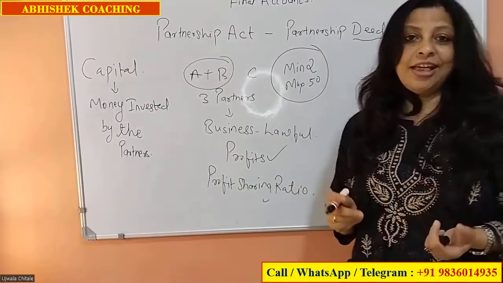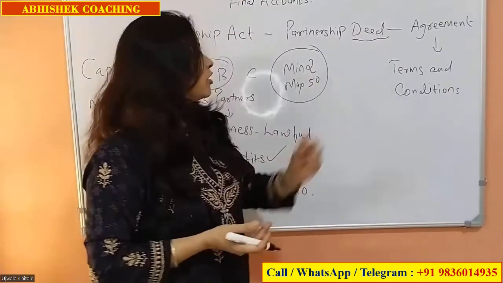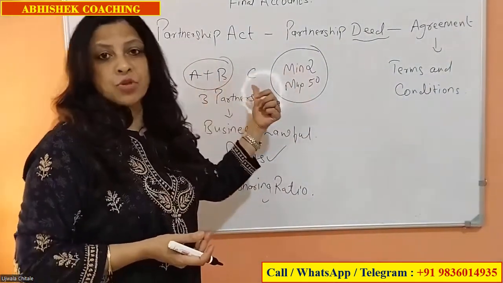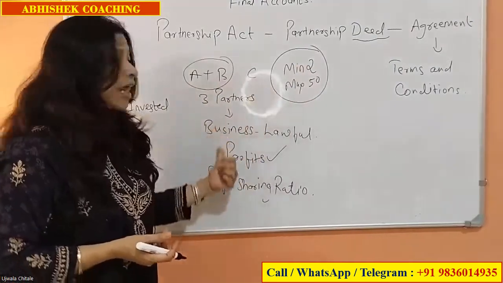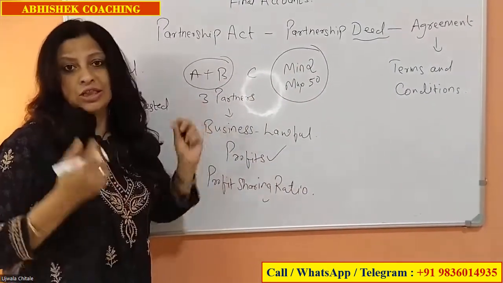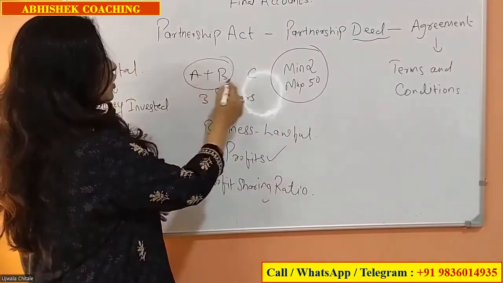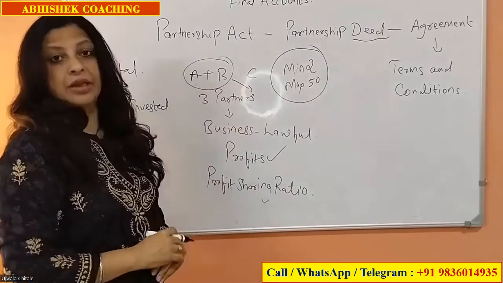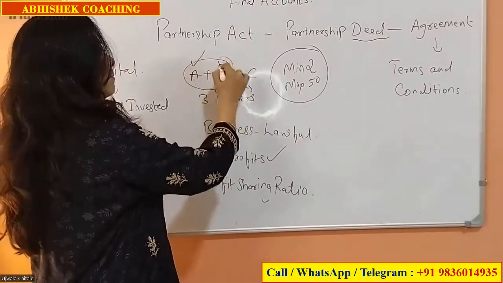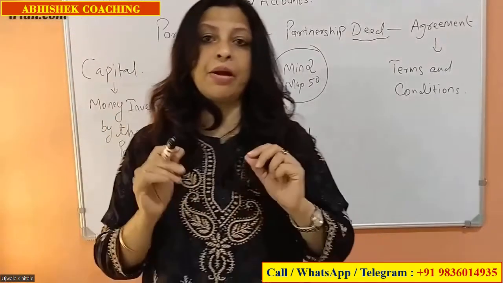See, if I start a business singly, it is called a sole trader or sole proprietorship. Where a minimum of 2 people come together with the motive of carrying on a lawful business and earning profit, it is called a partnership business. Individually we call them partners; A, B and C are partners. Together we call them a partnership firm.